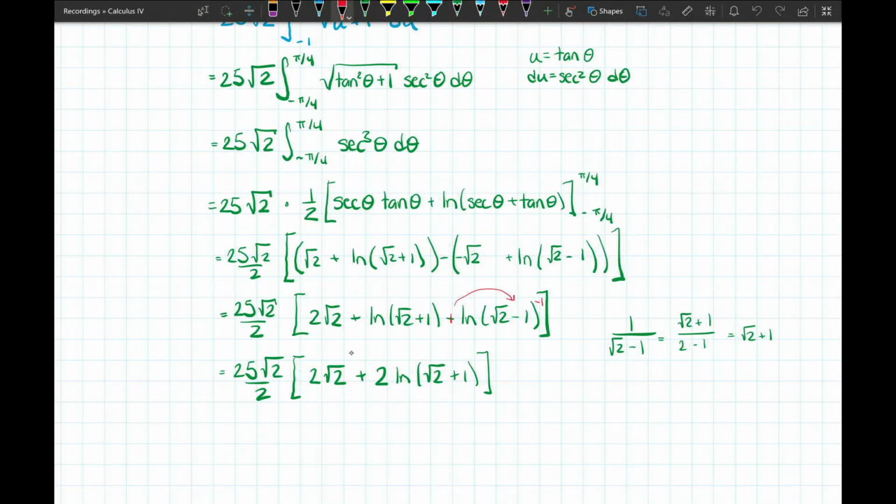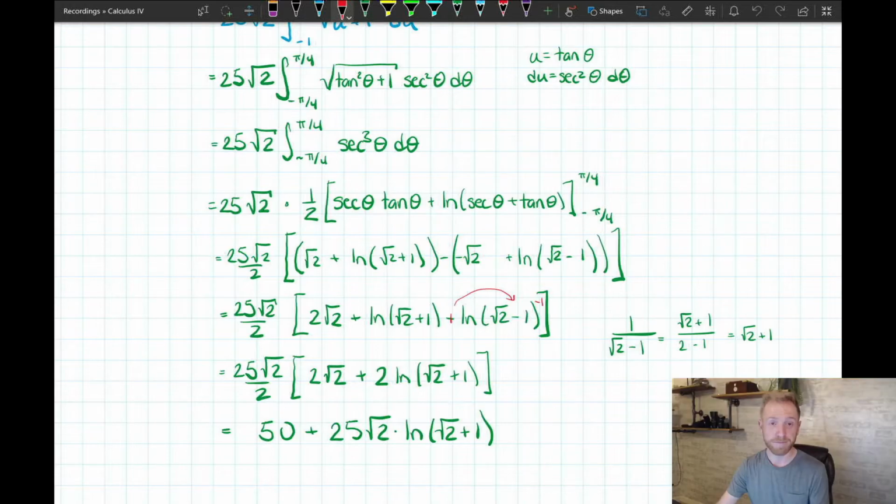Now at this point in time, everything's got a nice common factor of 2 to cancel the 2 in the denominator, and I can distribute 25 root 2 onto each of these terms to get the final answer in about the simplest form possible. Our mass is 50 plus 25 root 2 times the natural logarithm of root 2 plus 1. It's not a nice number. It took us a long time to get there.